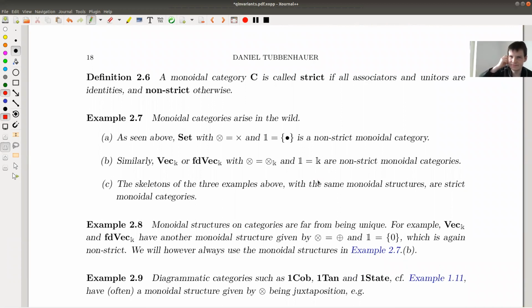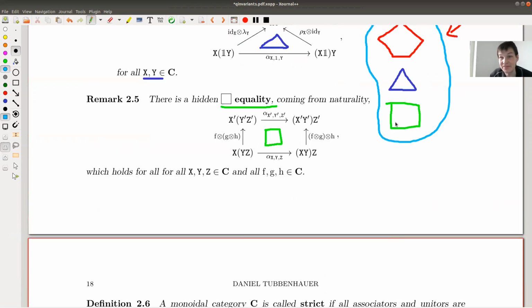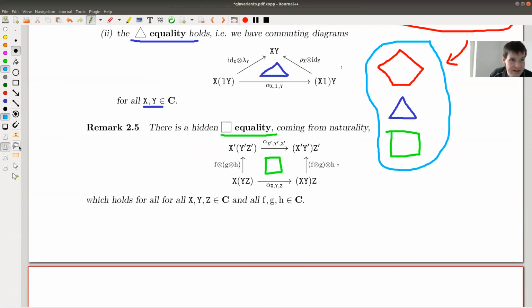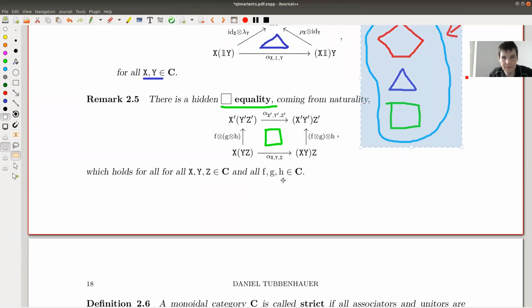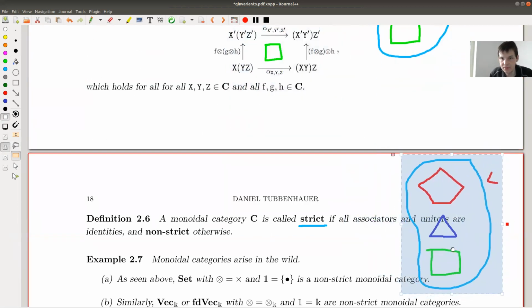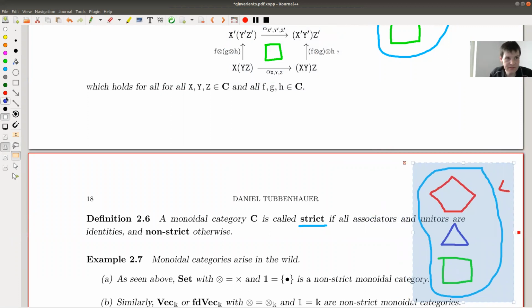And the point is, all categories will be strict in some way. And a strict category is where all associative unities are identities, which in the end just means you can forget about all this. So let me just copy it. There you go.